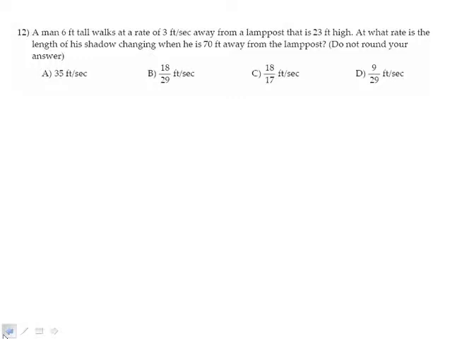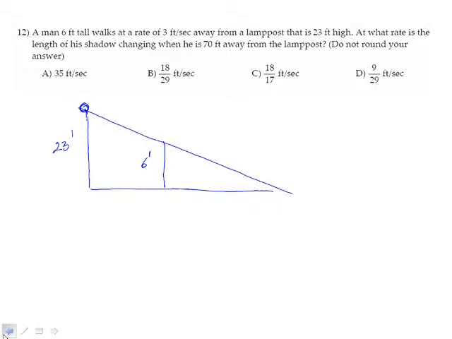Problem 12 is another related rate problem. And we have a 6-foot-tall man, and he walks away from a lamppost that is 23 feet high. So he's walking away from a lamppost, and he's 6 feet high. And we want to find the rate at which the length of his shadow is changing. Now, if this is a lamppost, his shadow would be this dimension.